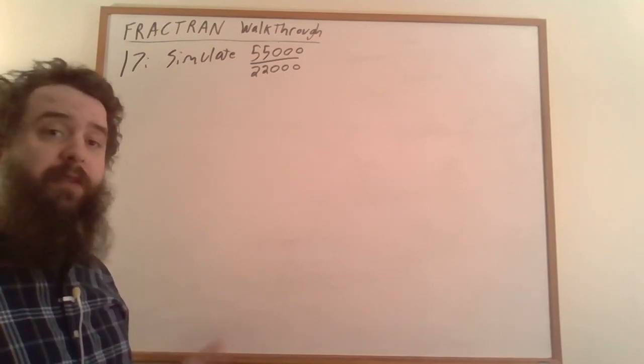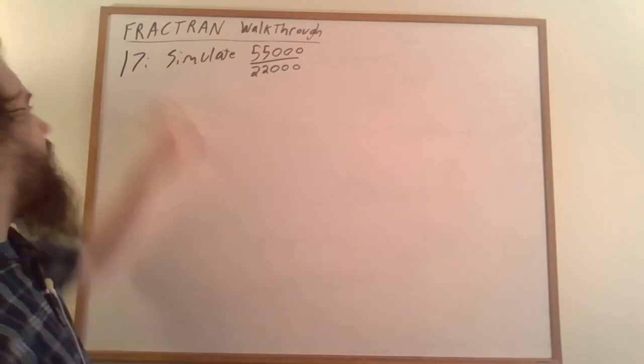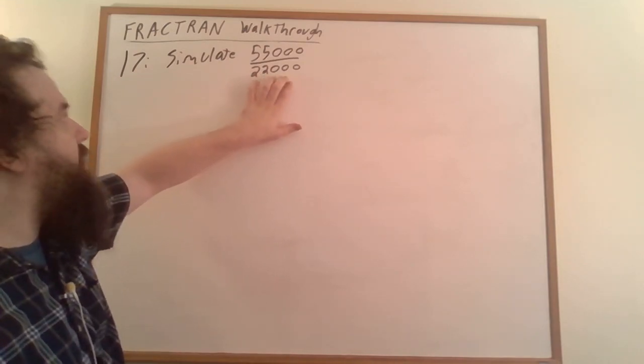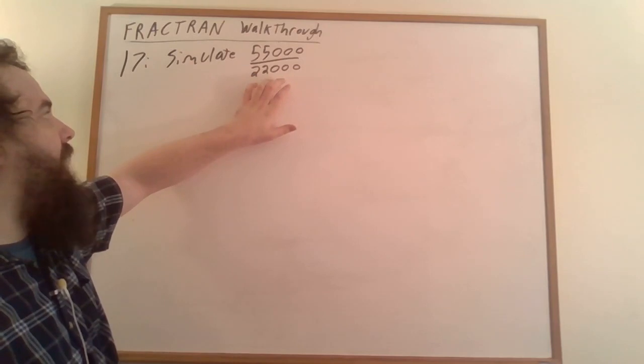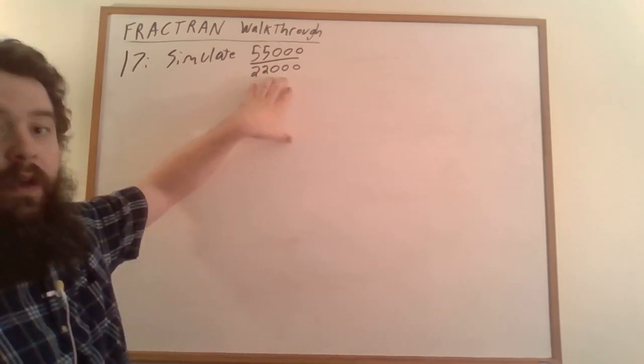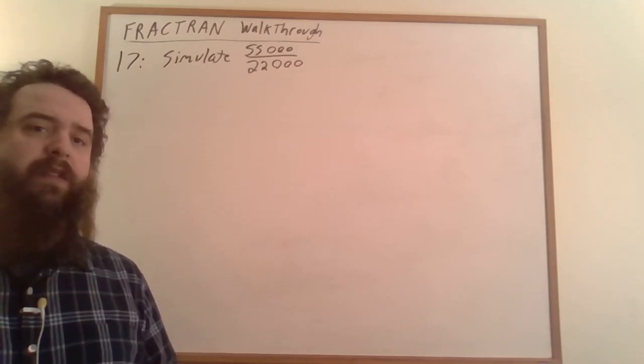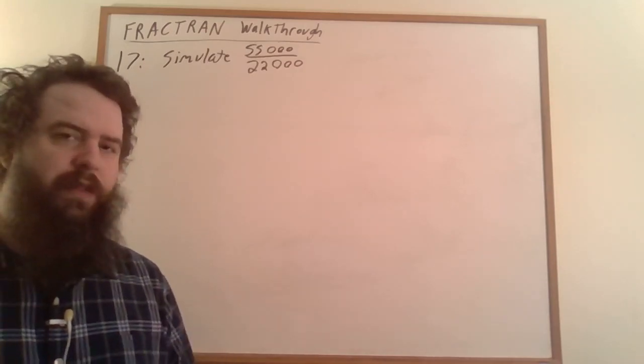And in order to demonstrate that you know how to do this, this level, 17, requires you to write a program that behaves like the fraction 55,000 over 22,000, a fraction that's very much not fully simplified. So how can we do this? Well, I've sort of lied to you a little bit.